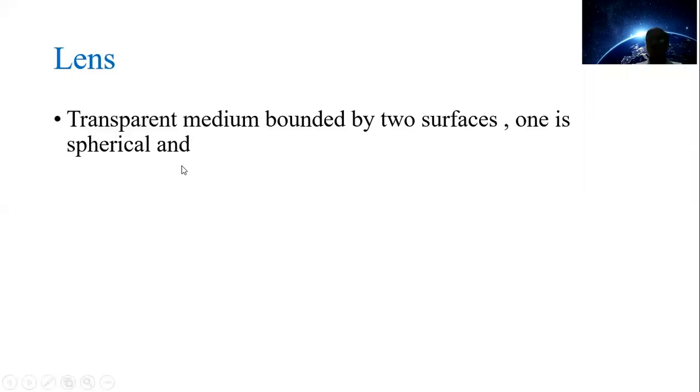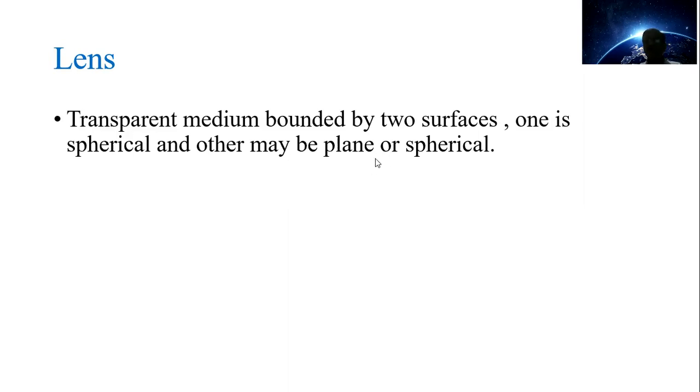We can see here lens is the transparent medium bounded by two surfaces. One is spherical and the other may be plane or spherical. Means both the surfaces may be spherical, or one of them is plane and the other may be spherical. And according to it, we have classified there are 6 types of lenses.